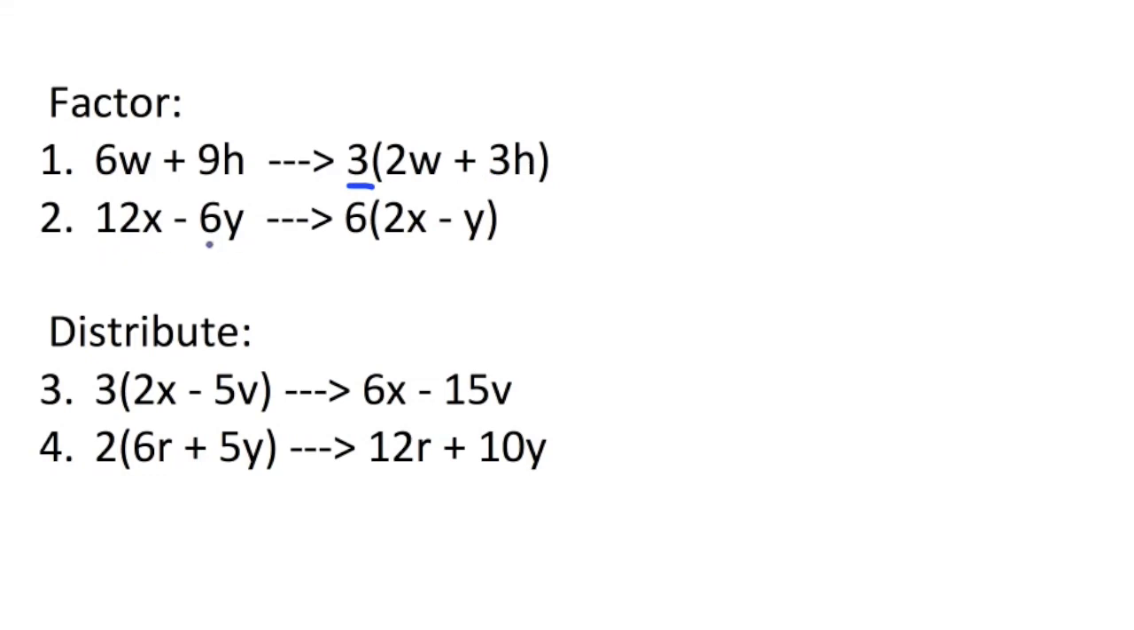Number 2, GCF is 6. So we take the 6 out. 12x divided by 6 is 2x. And negative 6y divided by 6 is just negative y. So we end up with 6 times the quantity 2x minus y.